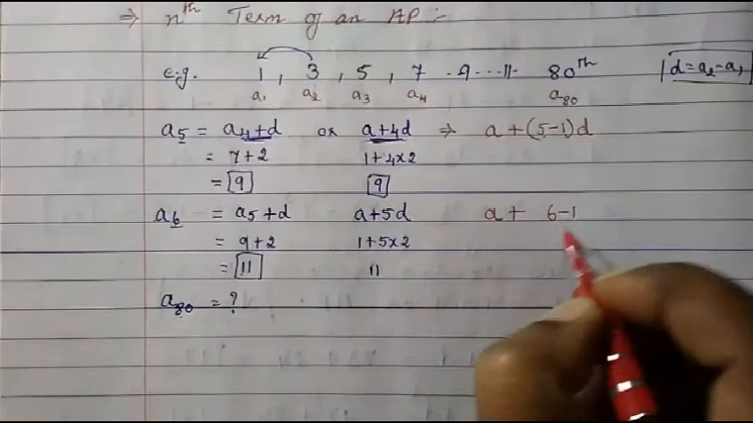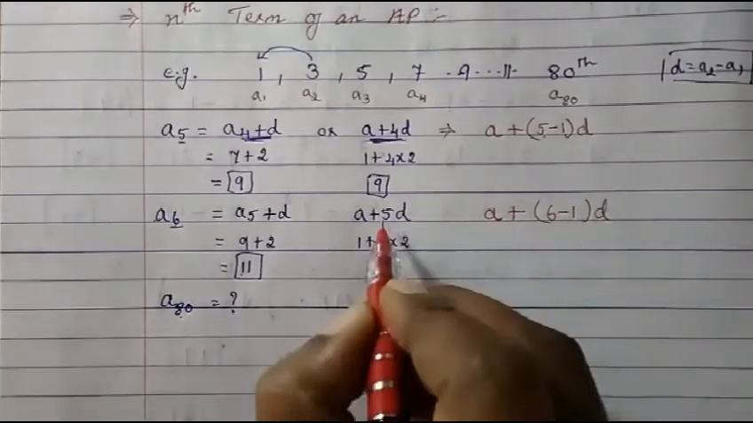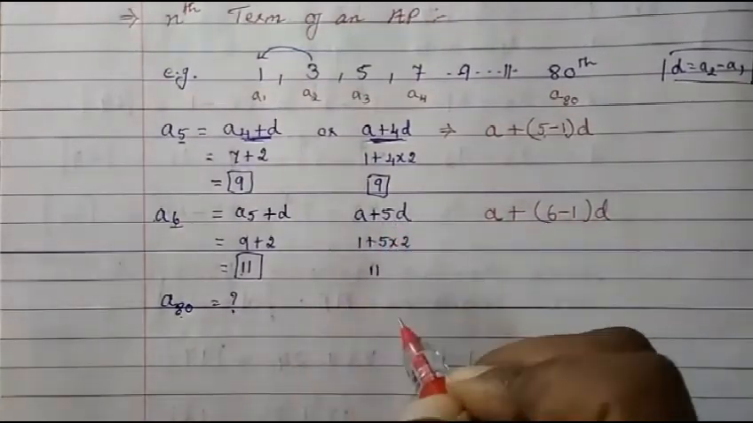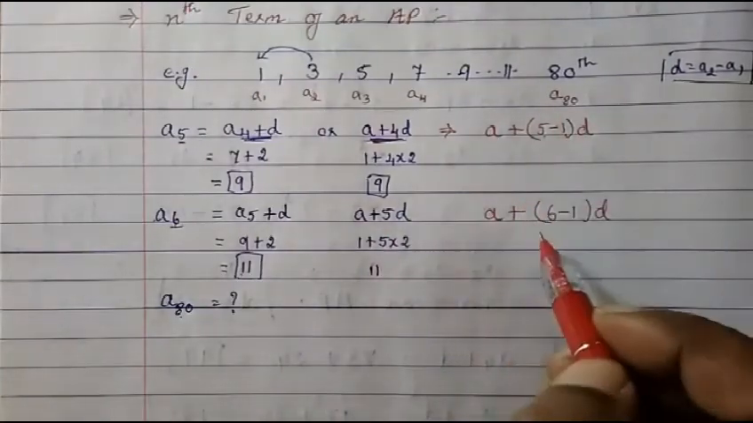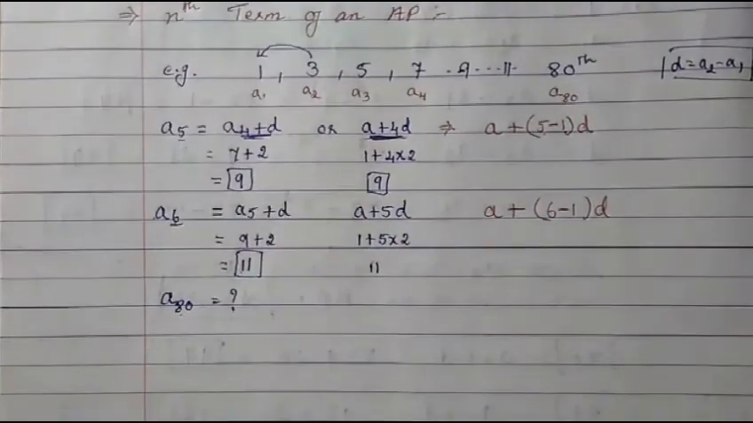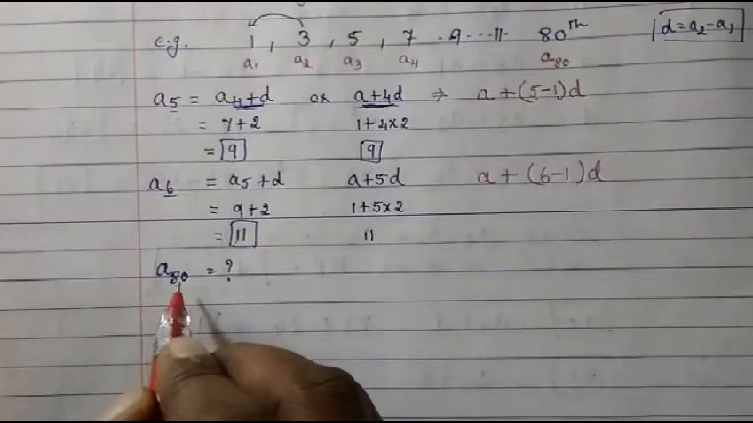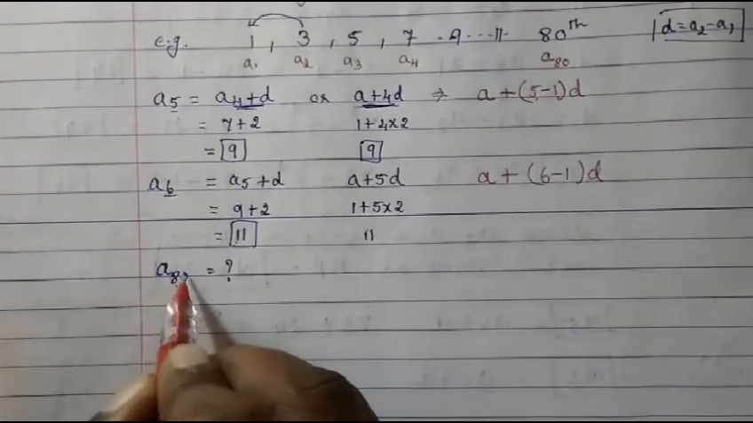6 minus 1 D, see, 5D. So 6 minus 1 will be 5 only. So that's how we are going to write the formula. So now, nth term means here the nth term, it can be any one.